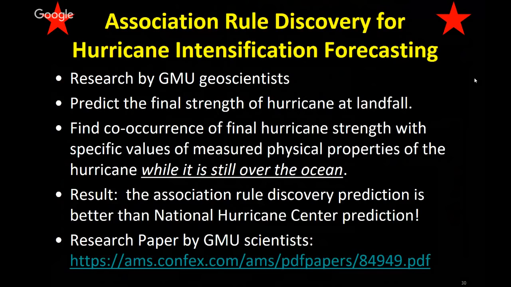Now, what this does not do is say where the hurricane will make landfall. So that National Hurricane Center model is still extremely important, of course. No one's saying that it's not. But in terms of predicting what the wind speed would be when that hurricane hits land, no matter where it might hit land, this particular association rule discovery model is better.